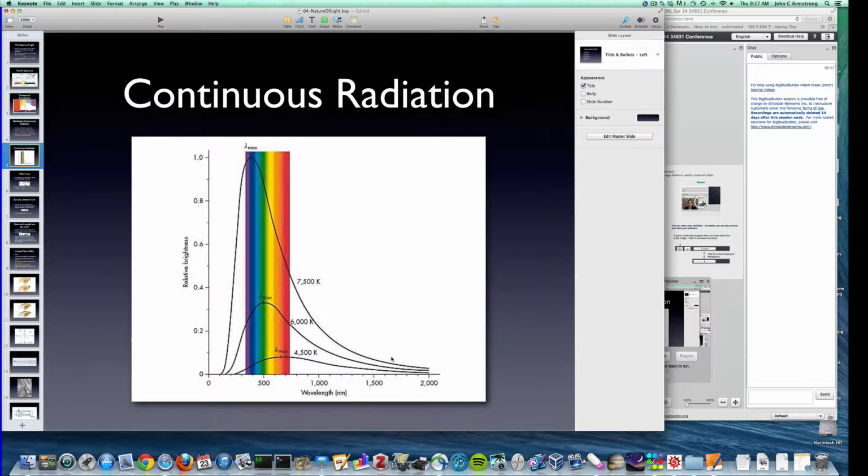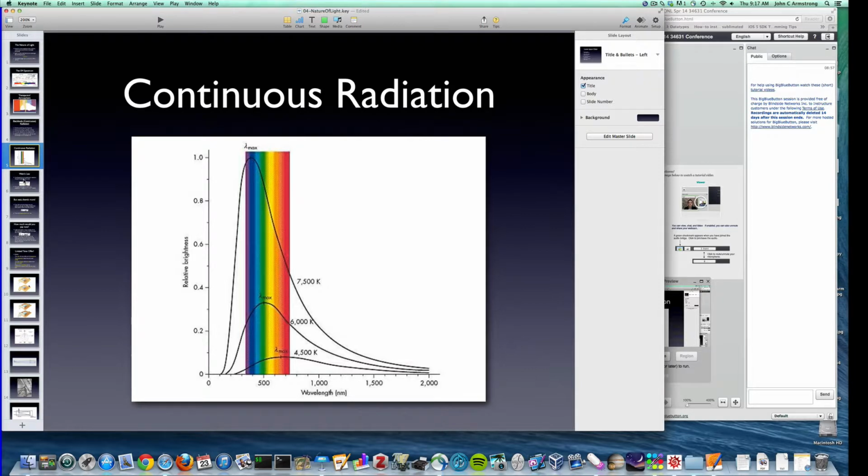Now you are a continuous emitter as well. You have a temperature of about 300 degrees Kelvin, so if you think about this peak shifting, the 300 degree Kelvin peak is going to be down here in the far infrared, and you would look like this. So there's your continuous spectrum right there. You can feel the heat coming from your body. You are a continuous emitter, and if we were to put you out in space, we could detect you with an infrared telescope.